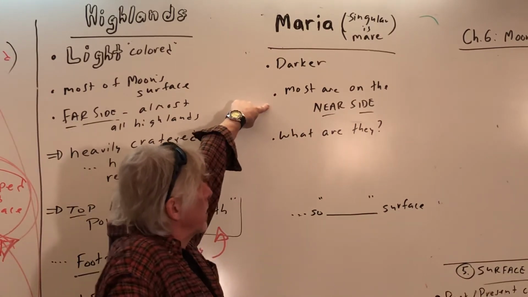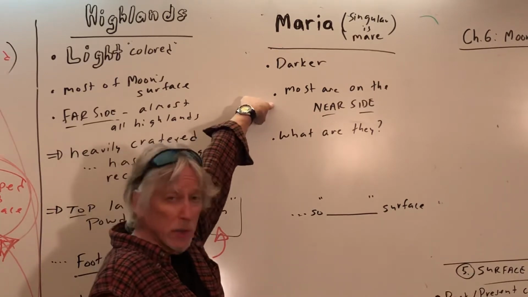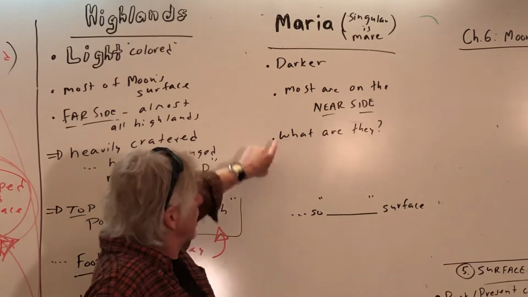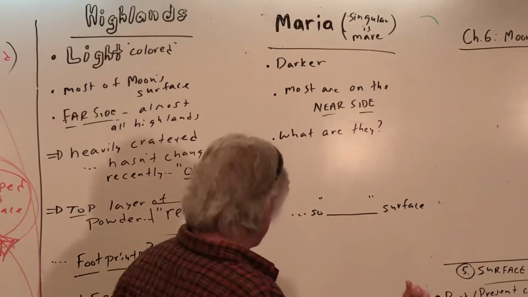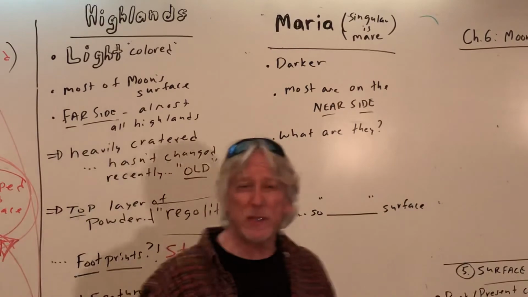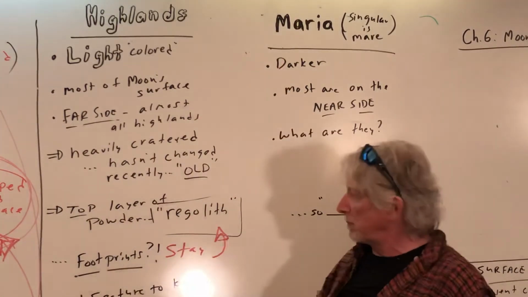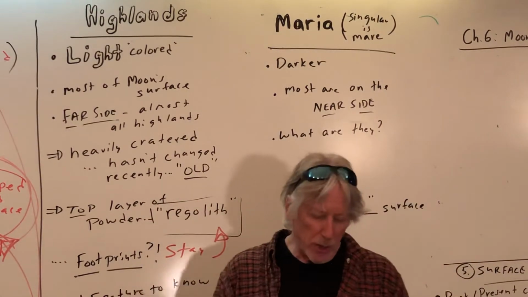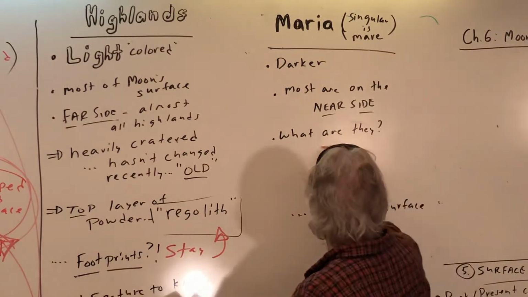Most of the Maria are on the near side. They have names too. Sea of Tranquility, or you can say it in Latin if you want, Sea of Serenity, and so on. What are they? Wait a minute. Do you see how this ties with what we just did? What did we say is on the moon's surface? Craters, and lava that seeped through and quickly solidified.